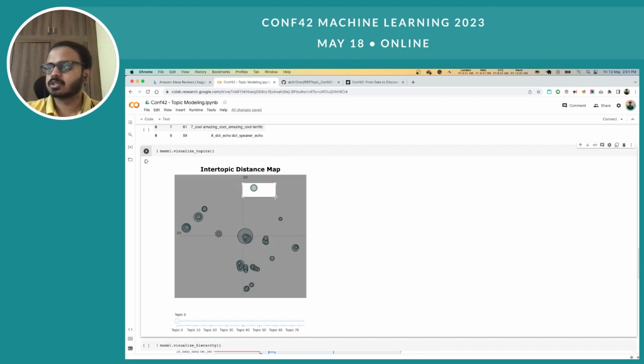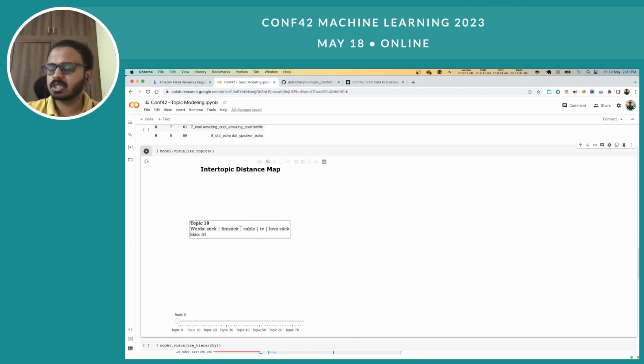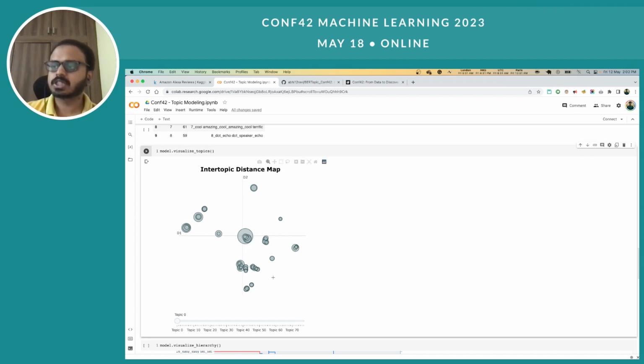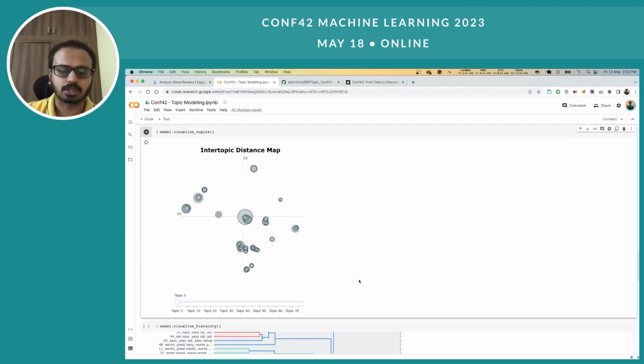We can also zoom in to see why these topics are so close to each other. As we can see, there are two different topics over here. The first one is about fasting, and the second one is about streaming, which talk about similar topics of interest. And to wrap this up, the distance between these circles indicates how close or how far, how similar or how dissimilar one topic is to the other, right?